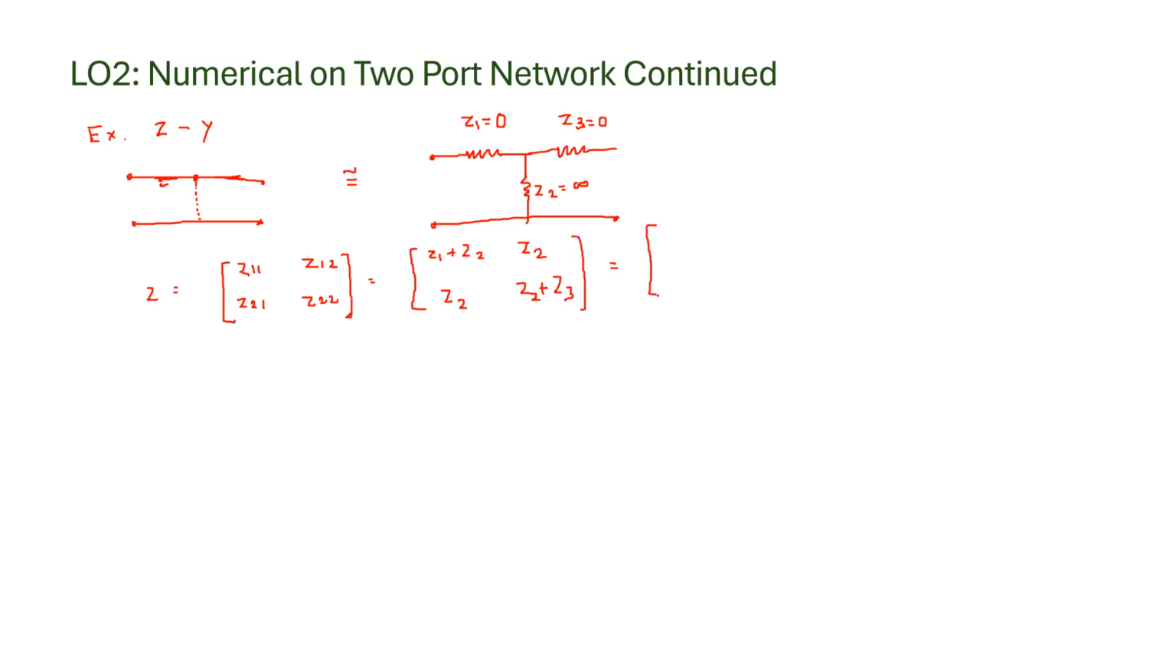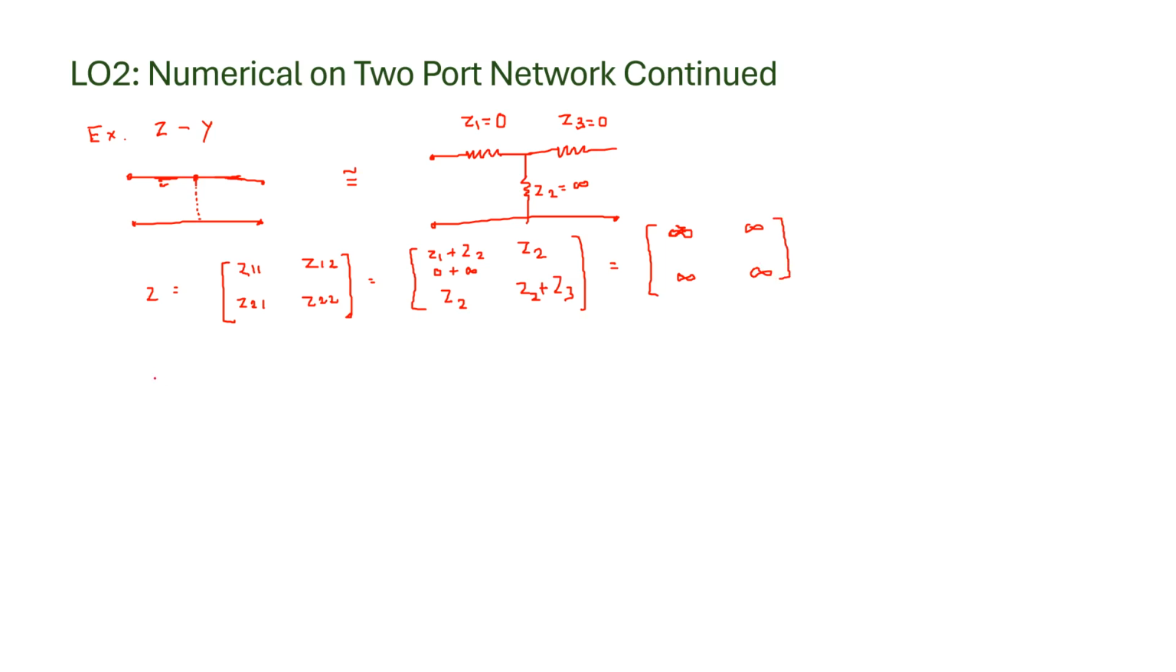So what is Z1 plus Z2? Z1 plus Z2. Now 0 plus infinity, because this is 0 and plus infinity, 0 plus infinity is infinity. And Z2 value is already infinity. This is infinity, and Z2 plus this is also infinity. 0 plus it is infinity.